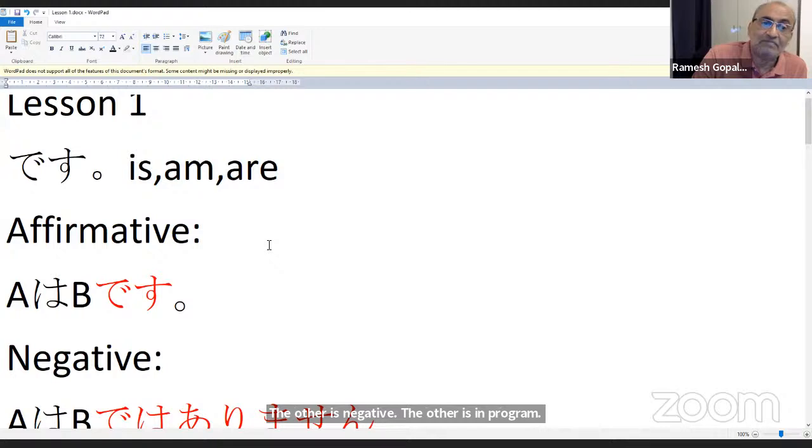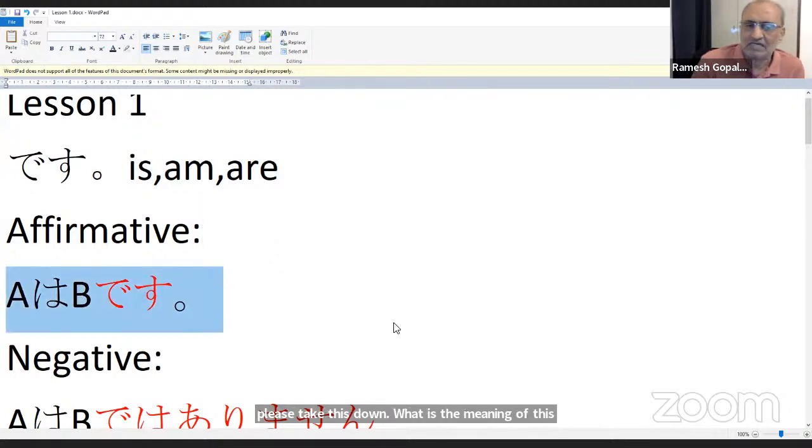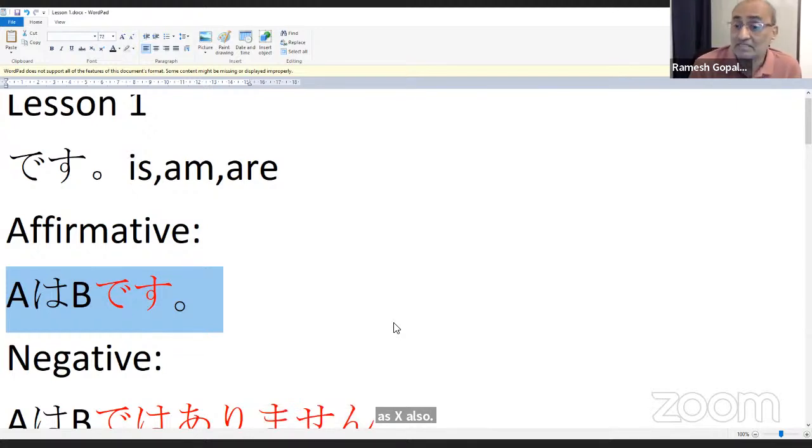What is the meaning of this? This is, am, are. Now look. A va B desu. Now, I am giving A. I can give it as X also. I can give it a dash also. But I have used A. A va B desu. This is an affirmative sentence in Japanese. This is the structure. What is that va? Va is a topic marker. Okay.